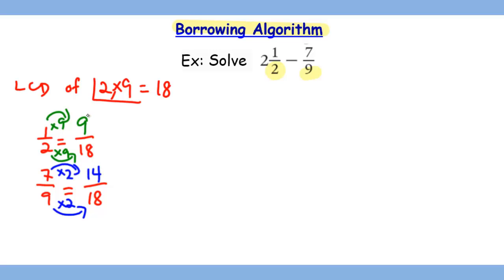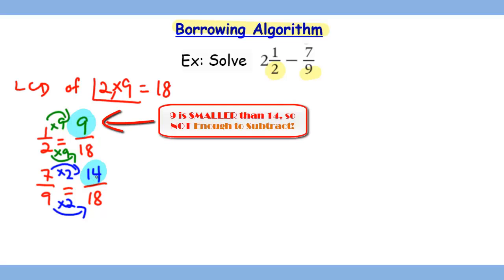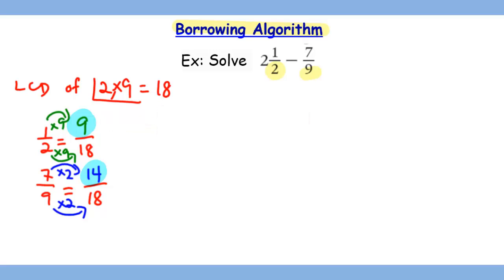Now let's take a look at the numerators. We have the 9 and we have the 14. Notice how the first number is actually smaller than the second number in the fractional area. So we have to borrow from the whole number to subtract the fraction. How do we do that? So we need to borrow from the whole number so we have enough to subtract the fraction, which means you will borrow 1 whole.